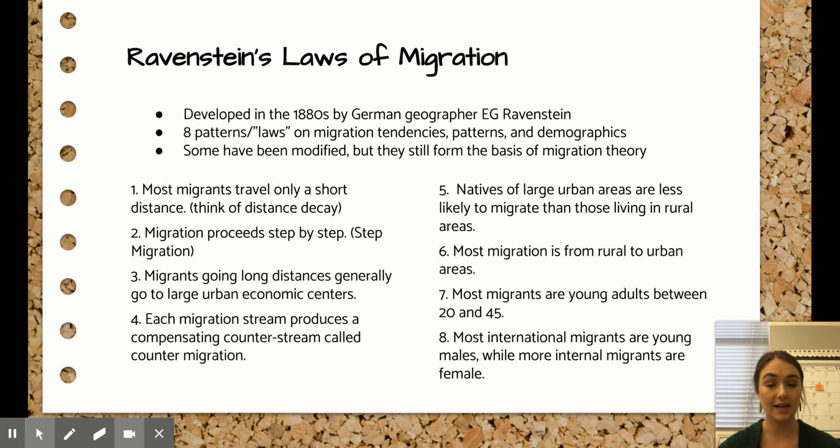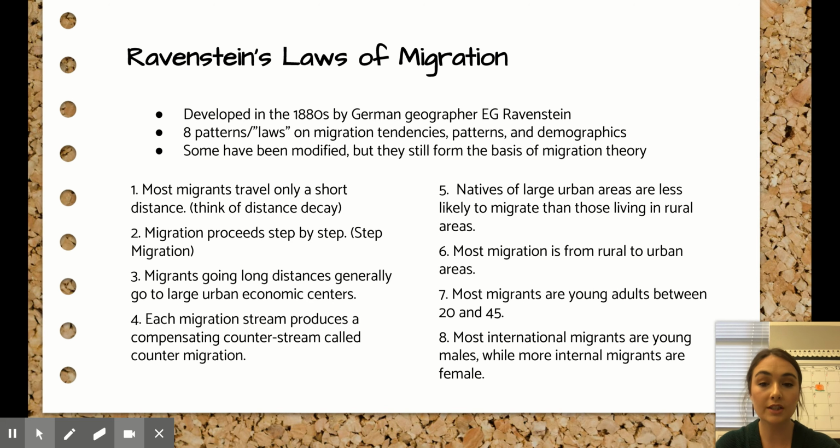Migration proceeds step by step. That's called step migration, which is what I just mentioned. How most migration across the world doesn't happen in one trip. They often stop in between places, kind of maybe gather their resources or supplies again. Maybe they stay a couple months, raise some more money, and then they continue their trip.